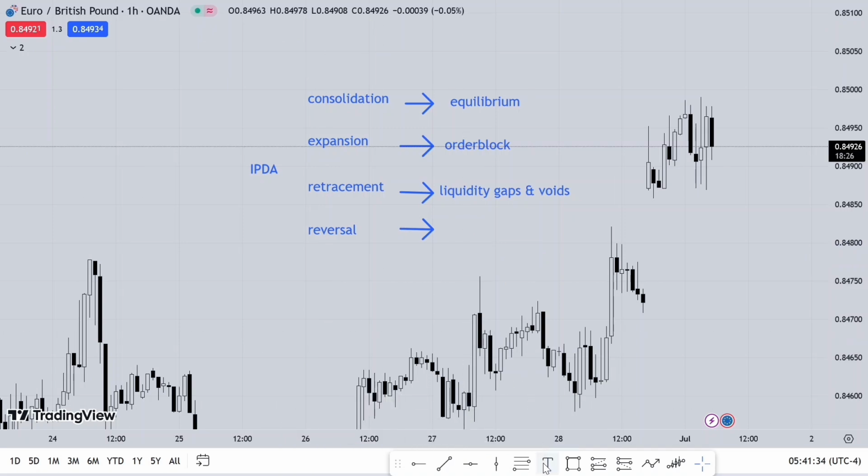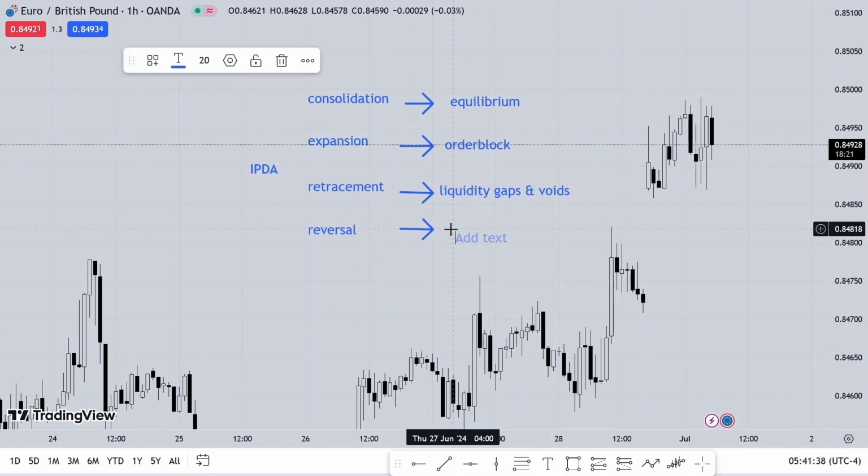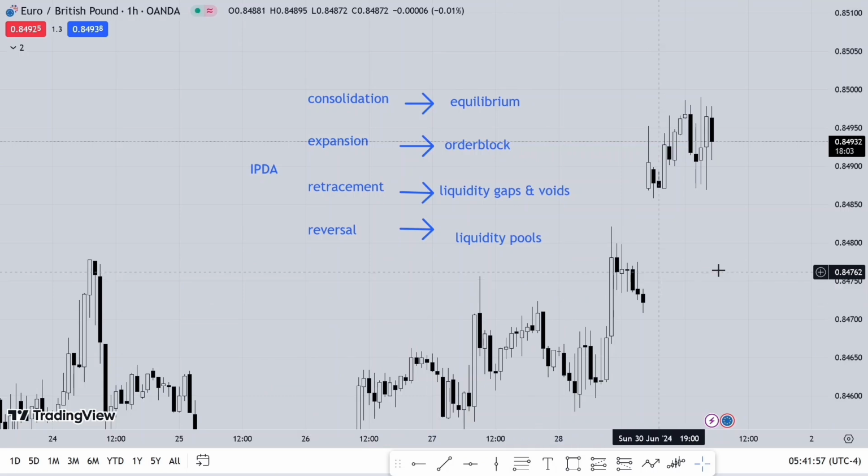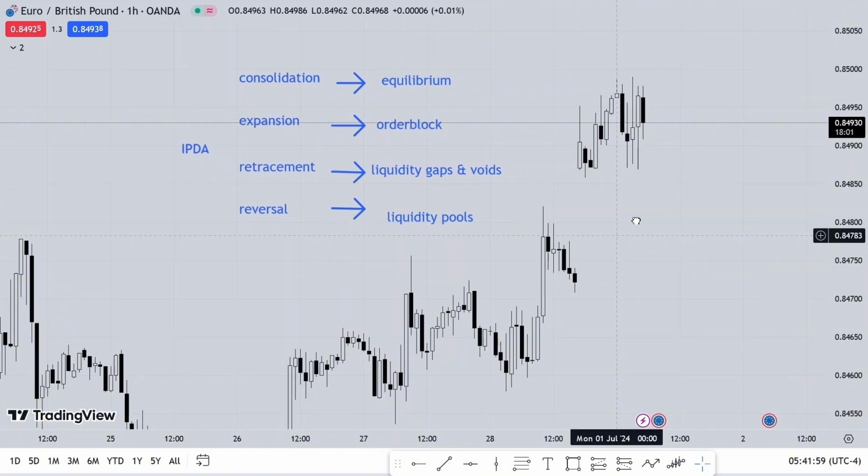And the IPDA tools we make use of when dealing in a reversal pattern are the liquidity pools, which are the sell side liquidity and the buy side liquidity. Liquidity pools. So with liquidity pools, you have the sell side and the buy side liquidity.